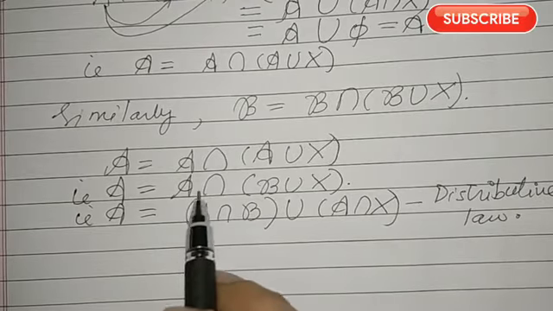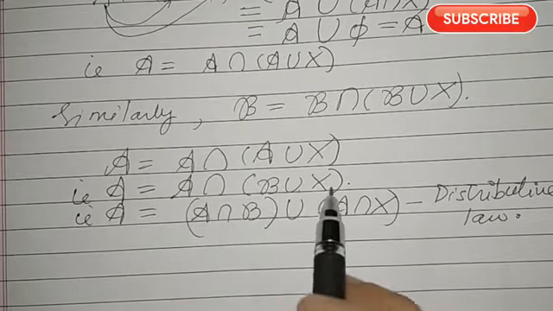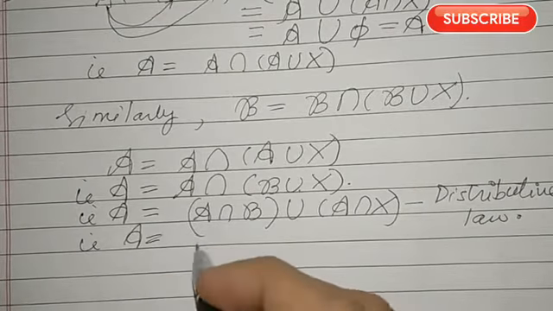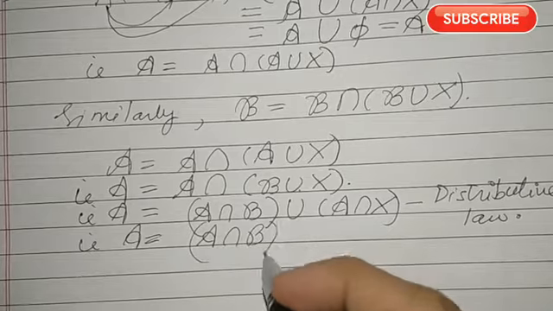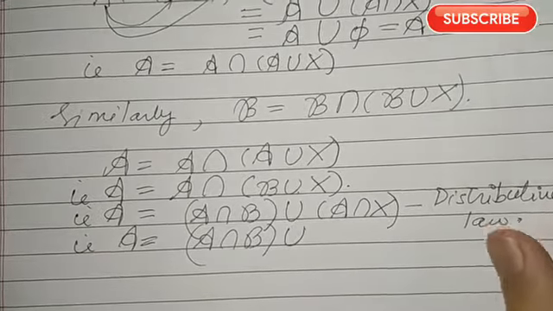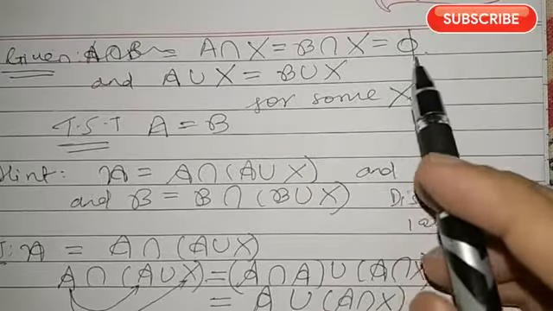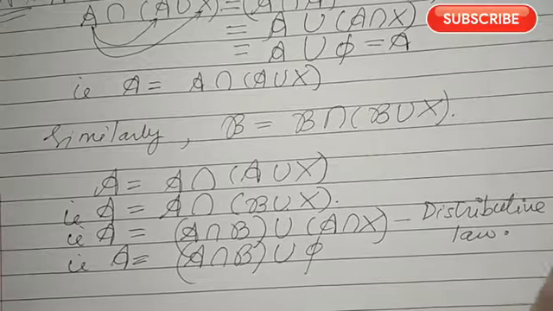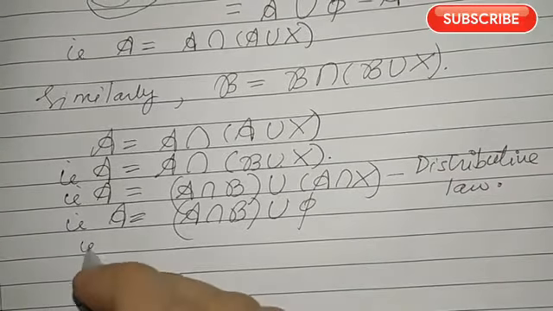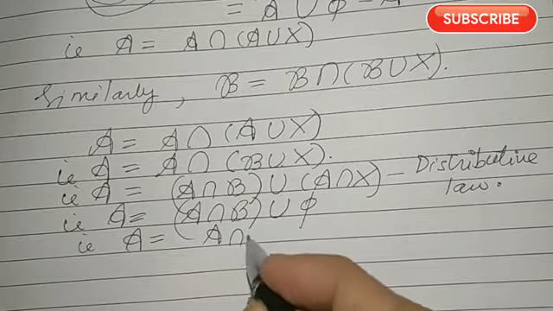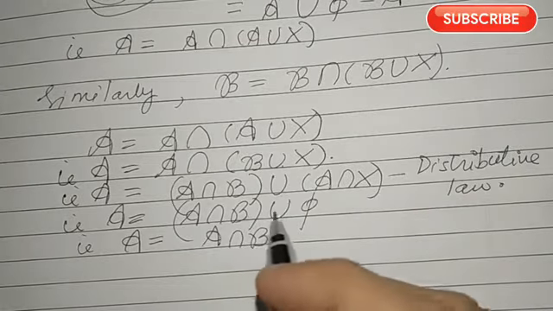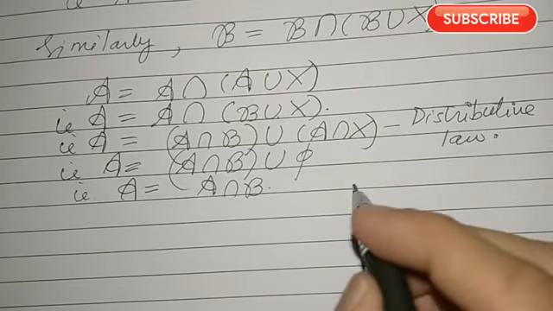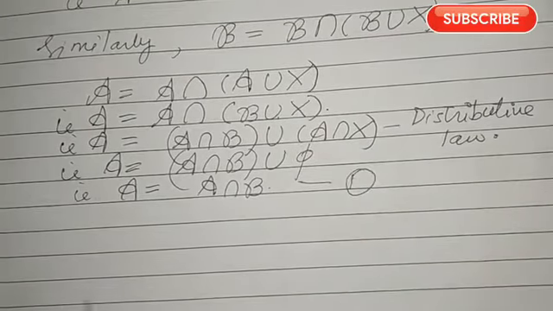Okay, A intersection B union A intersection X. Now A is equal to A intersection B union A intersection X, and A intersection X is given to be the empty set, right? So what we got is A is equal to A intersection B, because A intersection B union empty set is A intersection B. This we can call as 1.